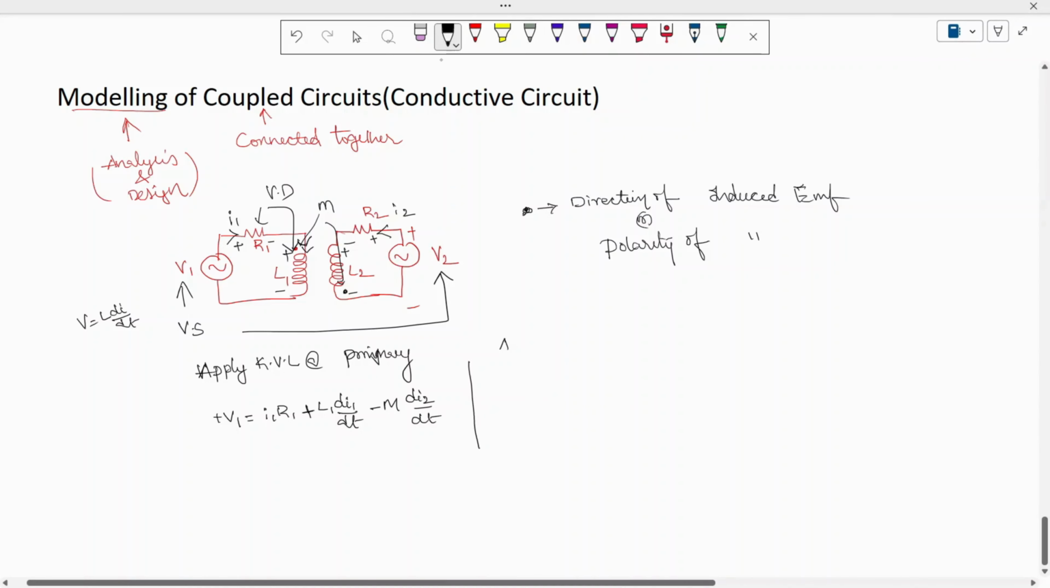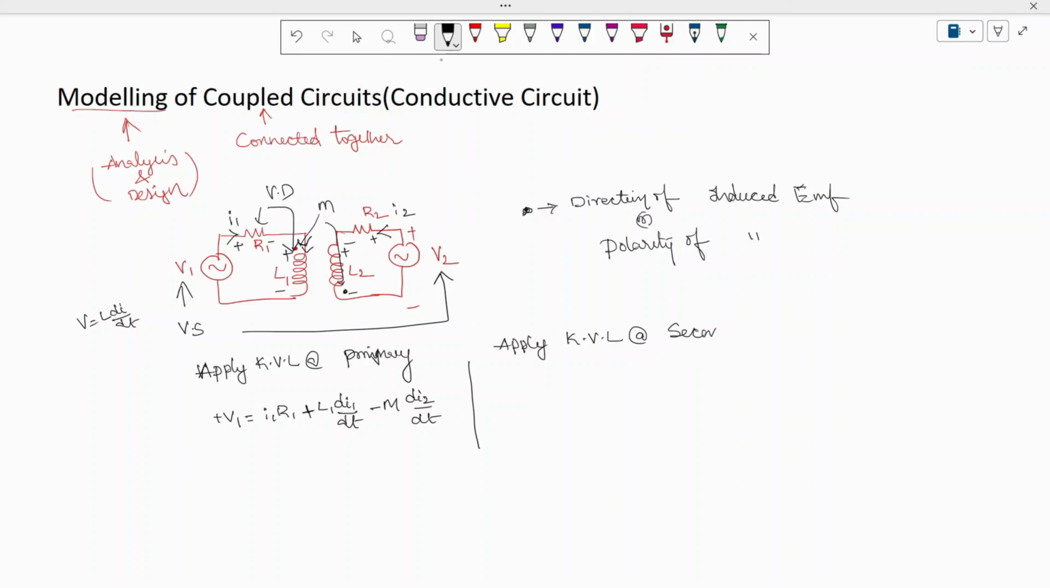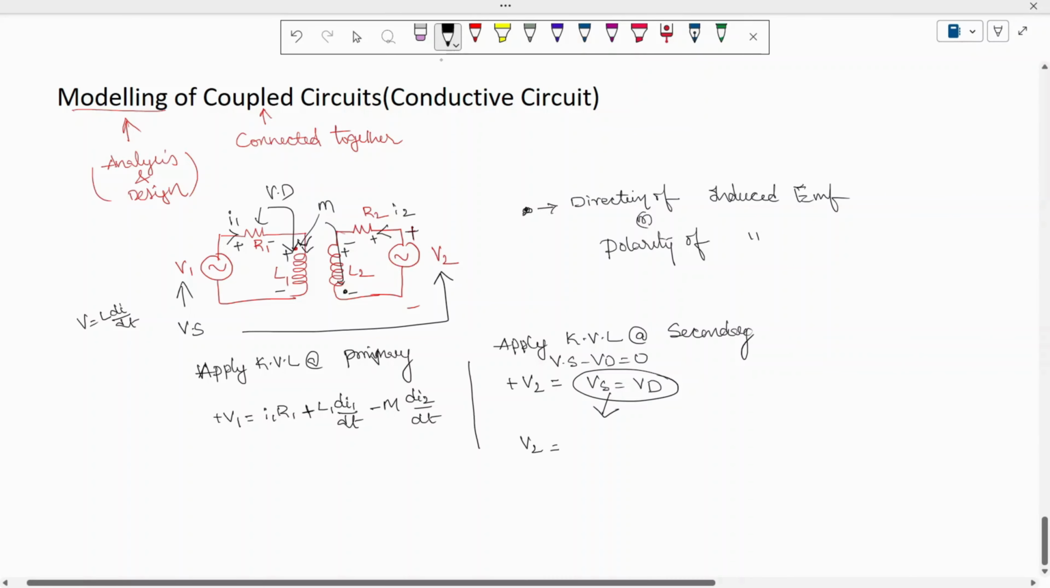Similarly, let's try to apply Kirchhoff's voltage law at the secondary of the transformer. So the voltage is plus V2, the voltage source, and we have to write this as drop. Actually I have to write voltage source minus voltage drop is equal to 0. Then we can write voltage sources is equal to voltage drop. This I am making use of. The input voltage given is V2, and what is the voltage drop here?